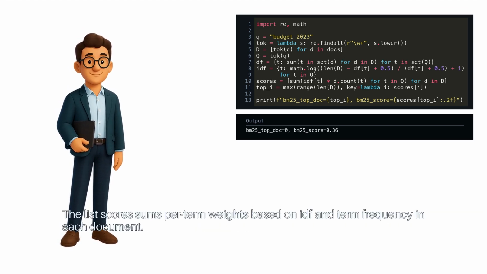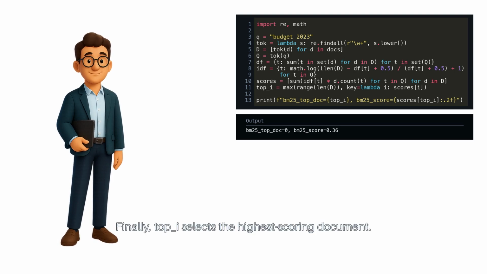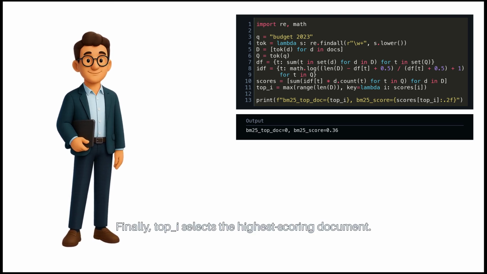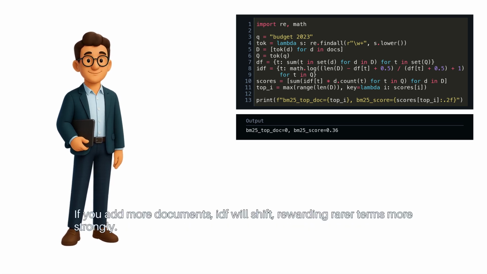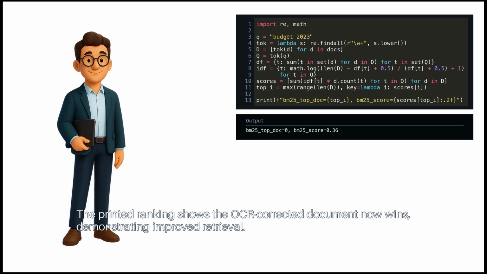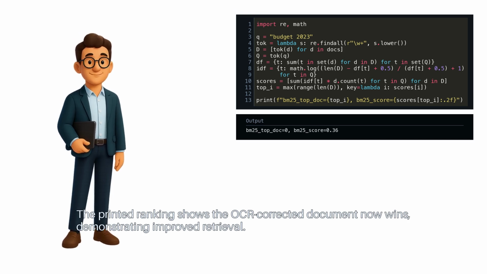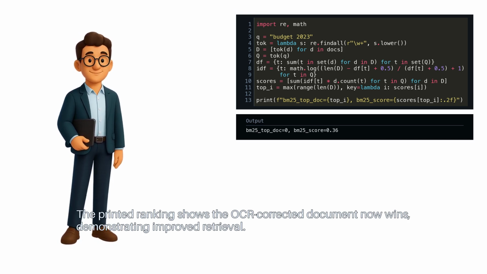The list scores sums per term weights based on IDF and term frequency in each document. Finally, top I selects the highest scoring document. If you add more documents, IDF will shift, rewarding rarer terms more strongly. The printed ranking shows the OCR corrected document now wins, demonstrating improved retrieval.